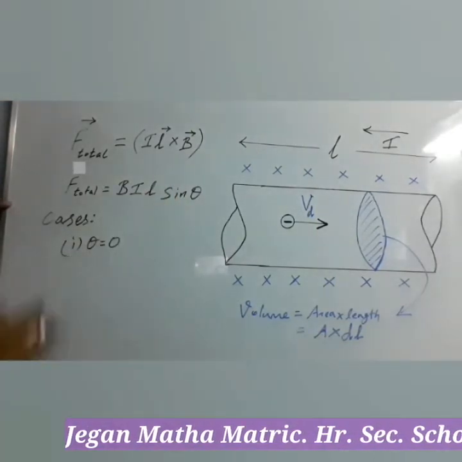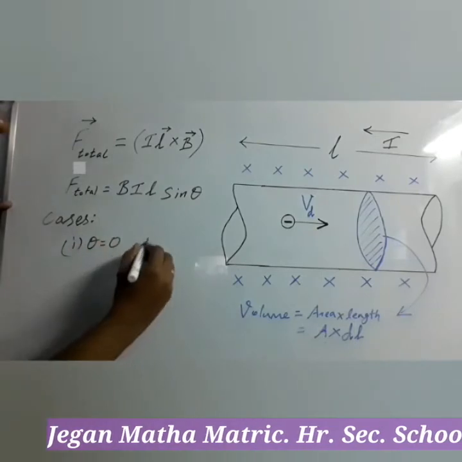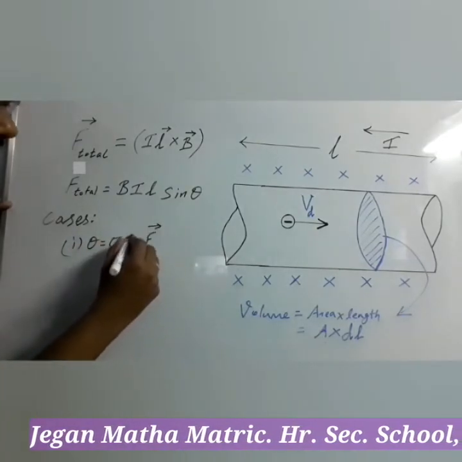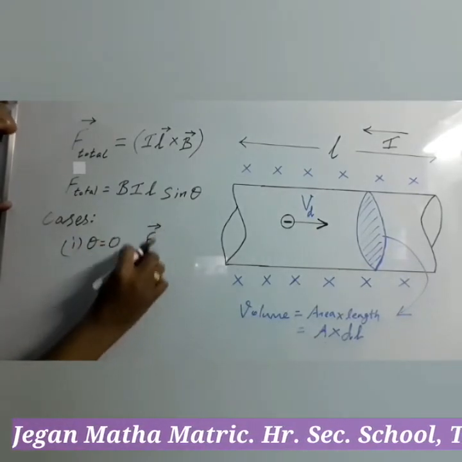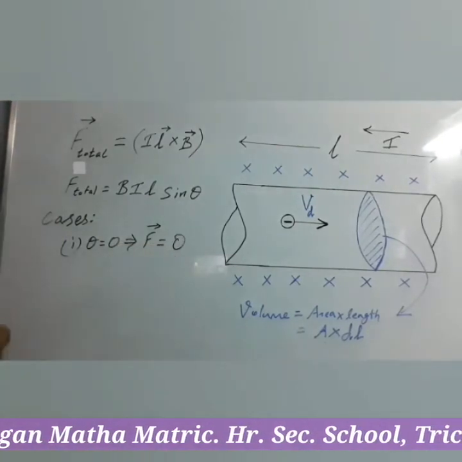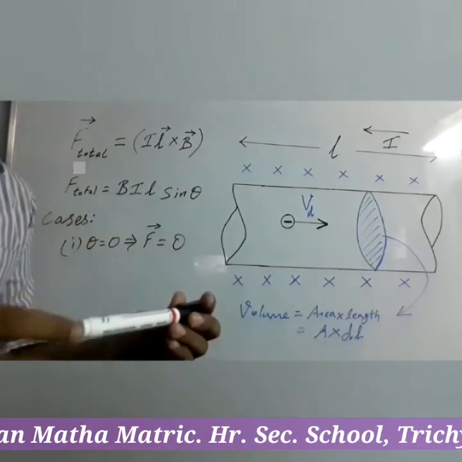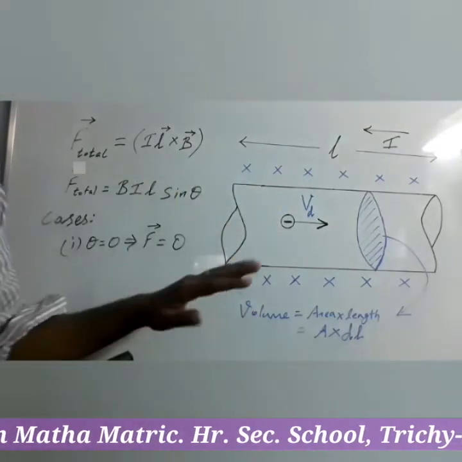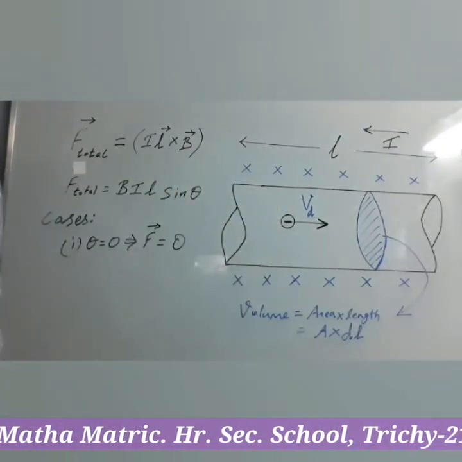What is the sin 0 value? That is equal to 0. So the total force experienced by the conductor in this case is equal to 0. The current carrying conductor experiences no force when it is placed along the direction of the magnetic field.